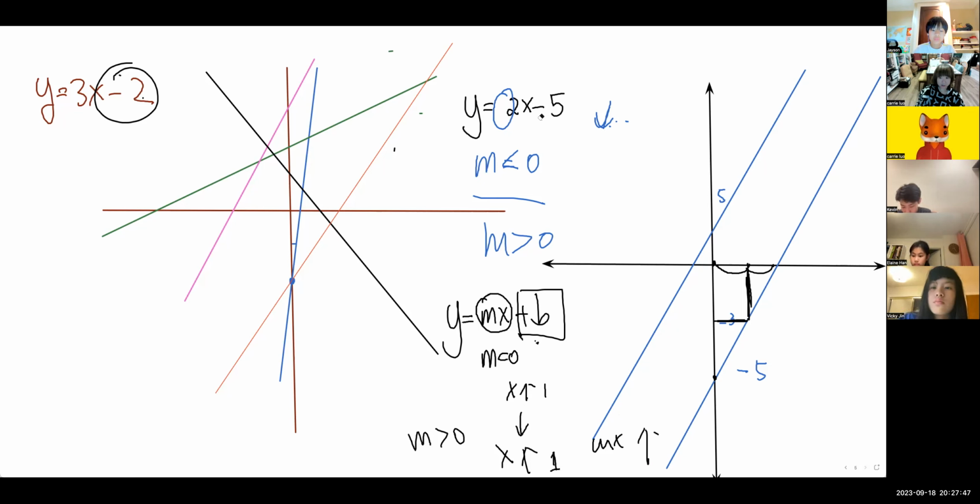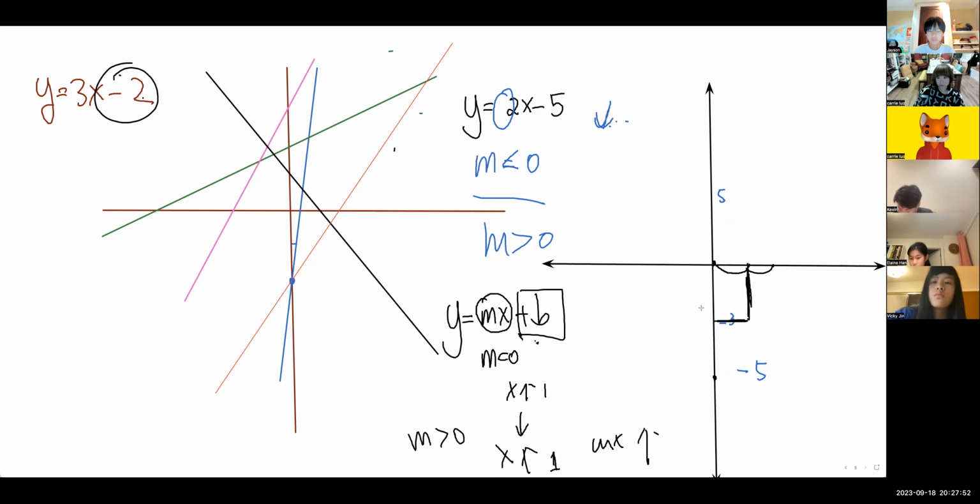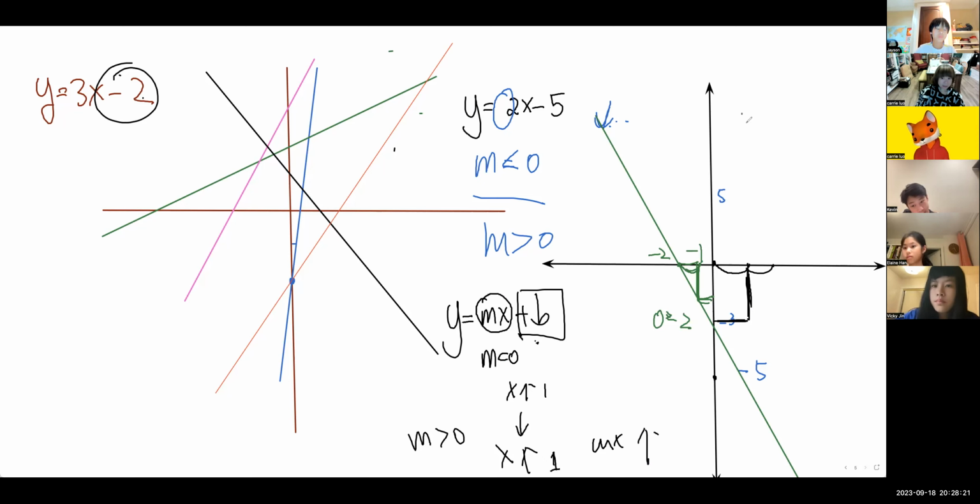But if you take a look at the other one, if the line is like that, Oliver, where did you go? It's like that, okay? Do you see it? When x is getting bigger, y is actually getting smaller. Kevin, did you see it? When x equals -2, y equals 0. But when x equals -1, y actually equals -2. See? When x is increasing from -2 to -1, y is actually decreasing from 0 to -2. Get it? So when m is smaller than 0, the line is always like that.